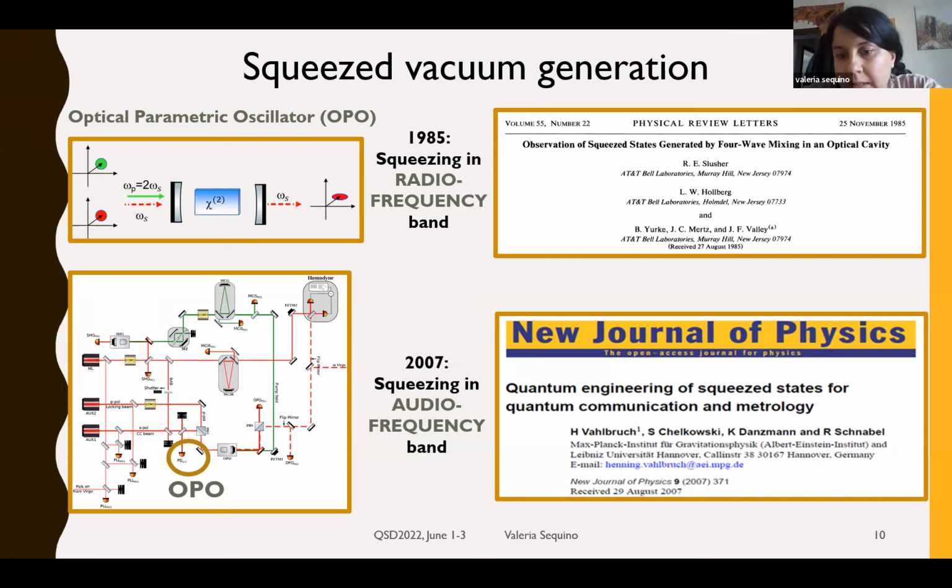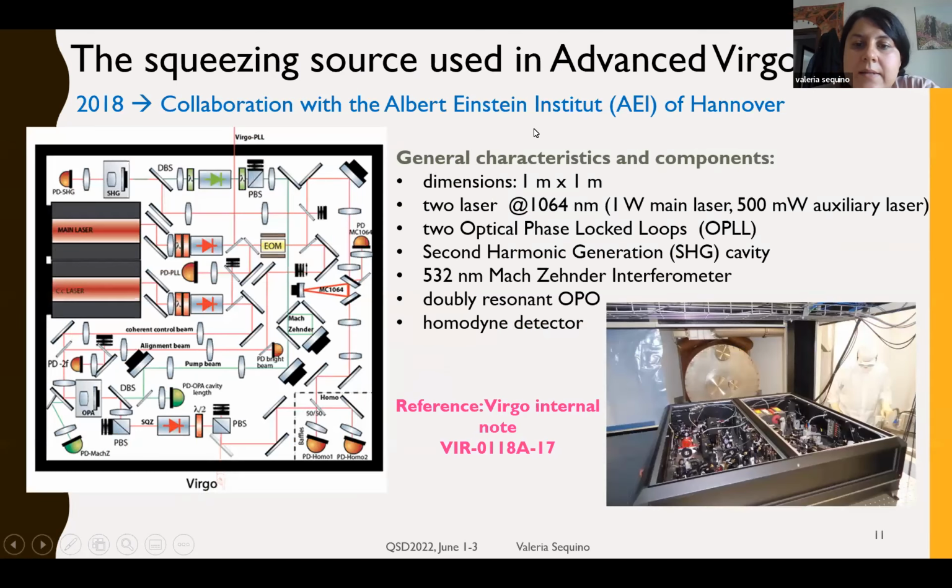I will show later how this is done, and this was done for the first time in 2007 from the quantum optics group of the Albert Einstein Institute in Hanover, and they also provide us the source to be used in Advanced Virgo.